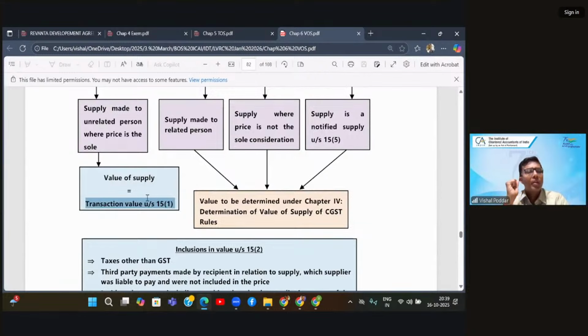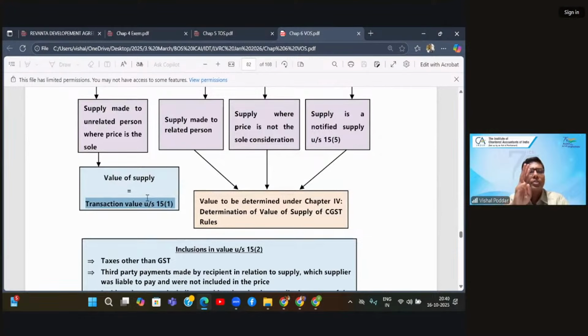Now, coming to the conditions when transaction value will be accepted as your value. First, the condition which is implied in the section 15.1 is there has to be a price. It means if the supply is a free supply, that is a schedule 1 supply, there will be no price, there is no transaction value. You have to by default go to 15.4, that is valuation rules. 2, the buyer and seller are unrelated parties. And 3, the price which is mentioned is the only consideration which you are getting. It means there is no secret consideration flowing from the recipient to the supplier.